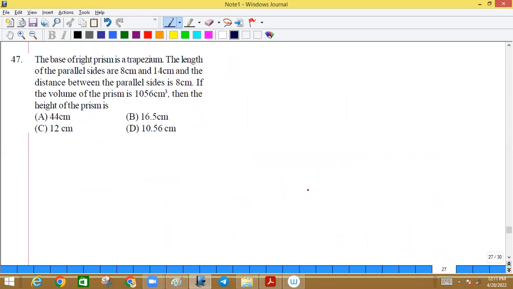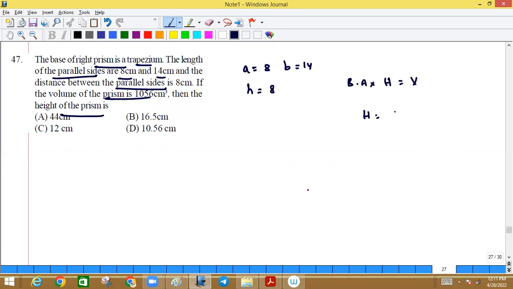The base of a right prism is a trapezium. The lengths of the parallel sides of the trapezium are 8 and 14. The distance between the parallel sides, that is the height of the trapezium, is 8. If the volume of the prism is 1056, then the height of the prism? Base area into height of the prism is equal to volume. Height of the prism is volume by base area.